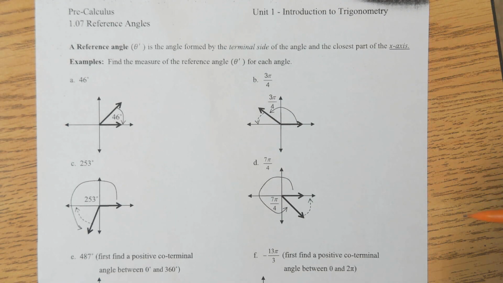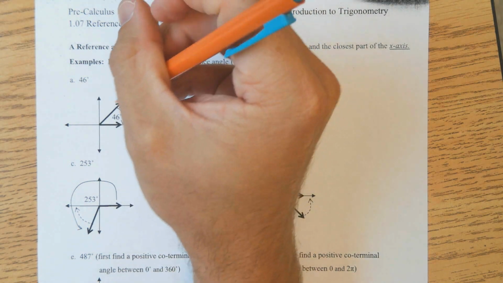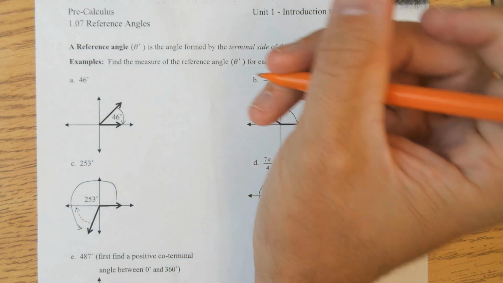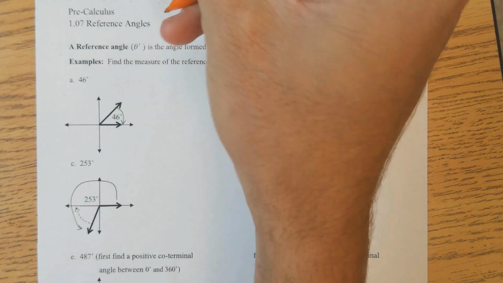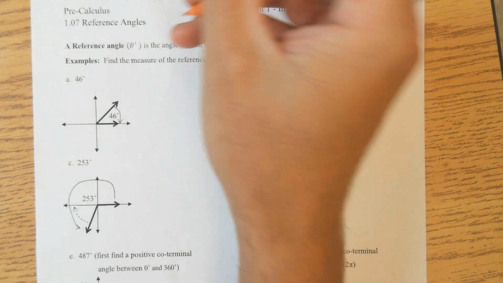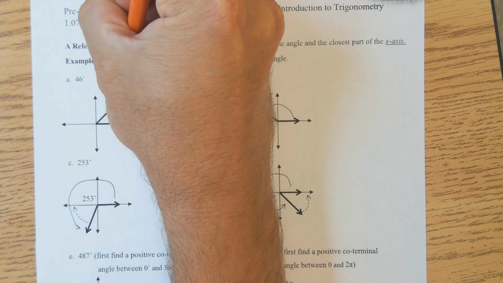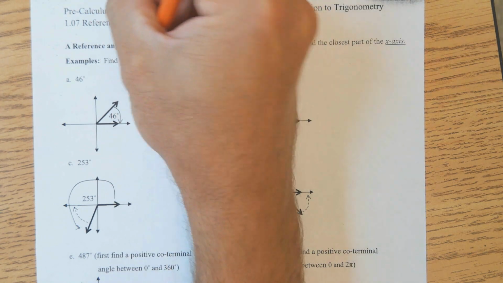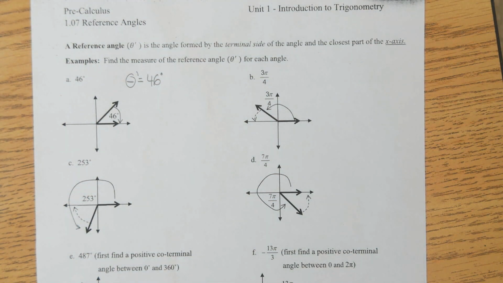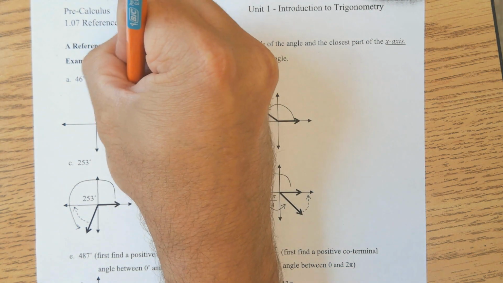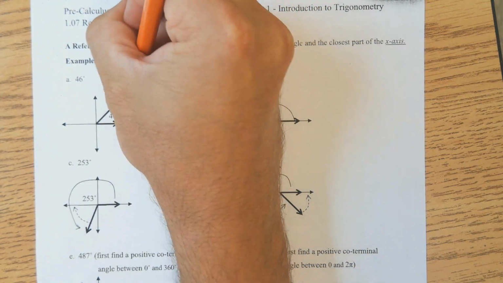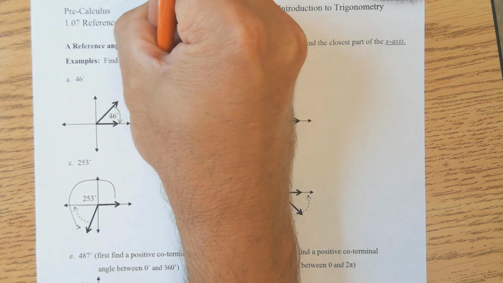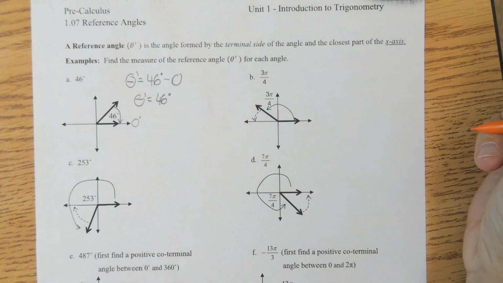Okay, so when we look at this first one right here, quadrant 1, we've got this angle 46 degrees. The reference angle is created from the terminal side back to the closest x-axis. So in this case, it's just going to be 46 degrees. So we would say theta prime is equal to 46 degrees given to us minus, in this case, the closest x-axis. So what measure of degrees is that? It's 0 degrees, so our final answer would just be 46 degrees.